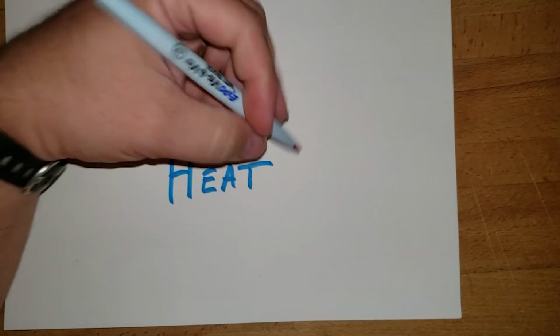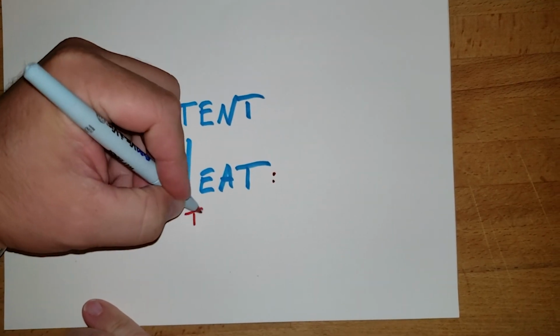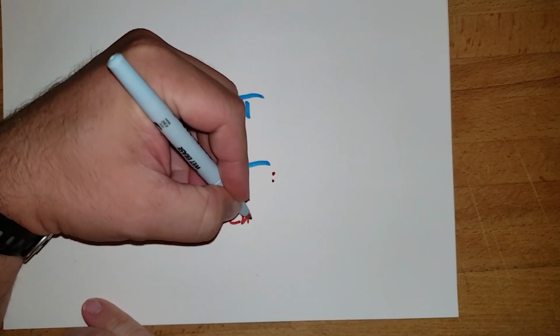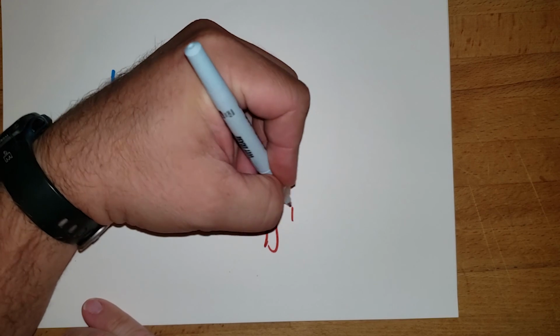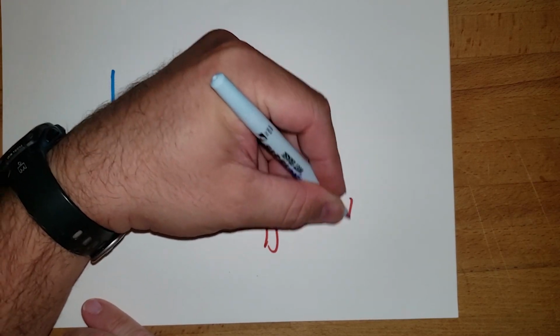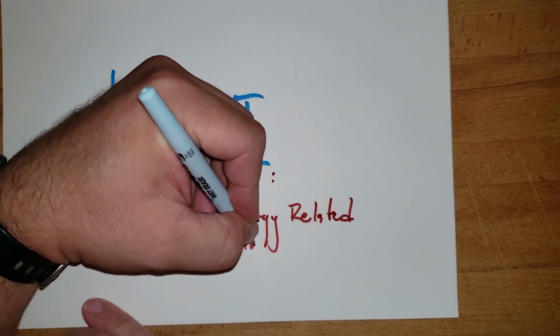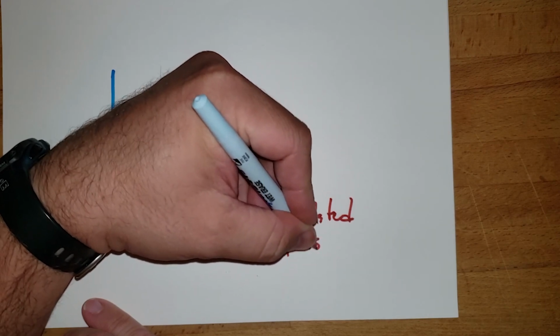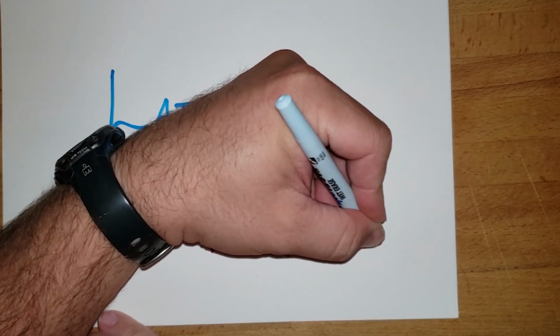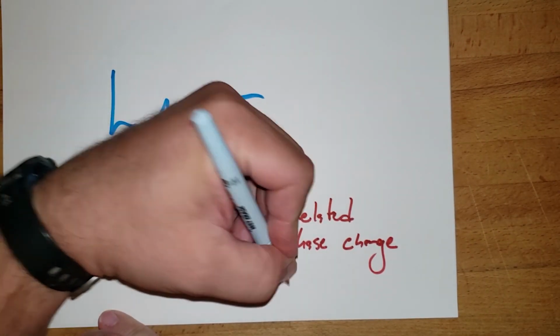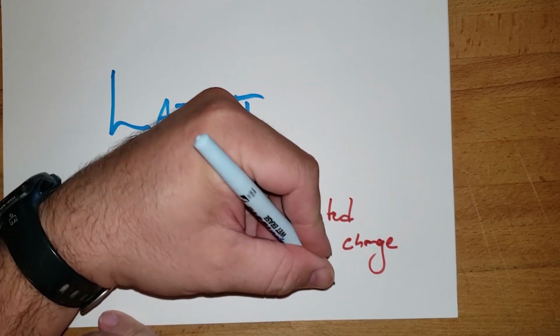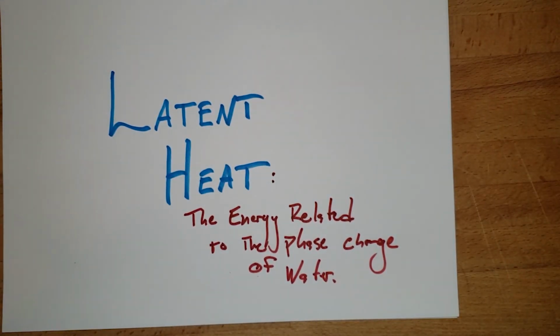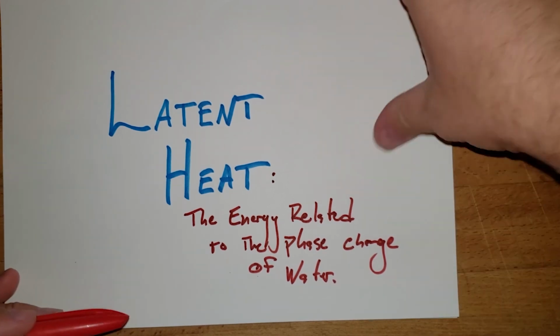Latent heat can be defined as the energy related to the phase change of water. Okay, now we have water in three different phases. We have it as a solid, we have it as a liquid, we have it as a gas.